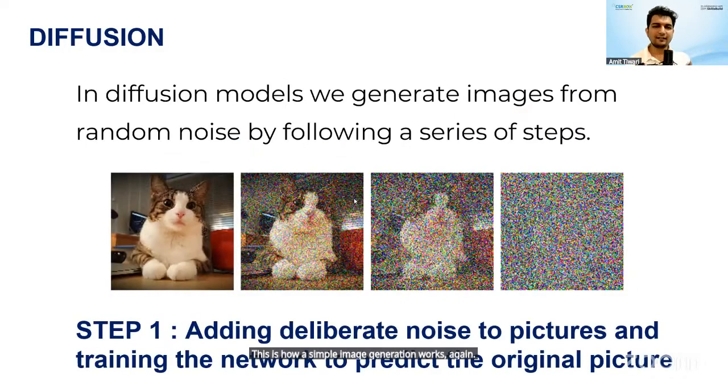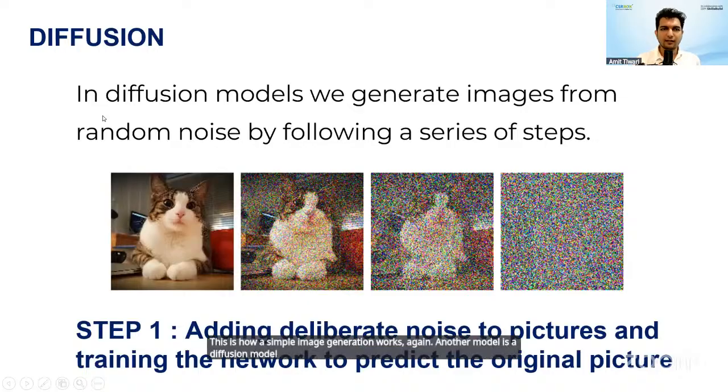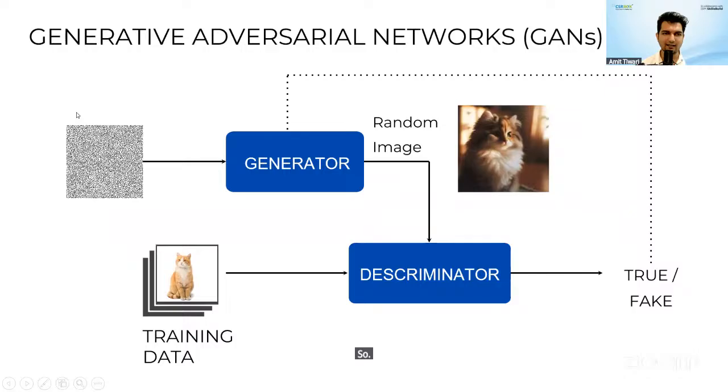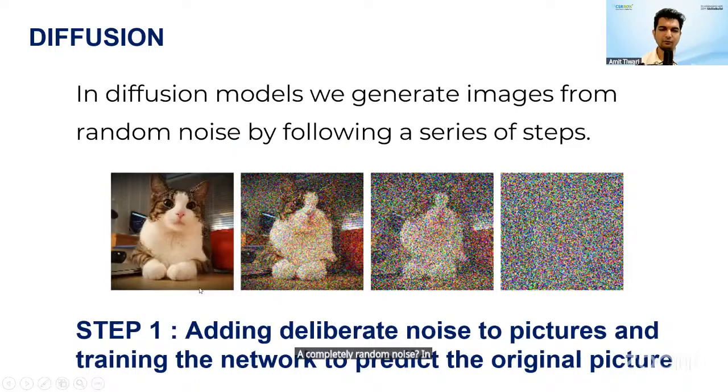Another model is a diffusion model. In a diffusion model, we generate images from random noise by following a series of steps. In the GAN, we were generating from completely random noise. In a diffusion model, we add noise to pictures and train the neural network to predict the original picture.